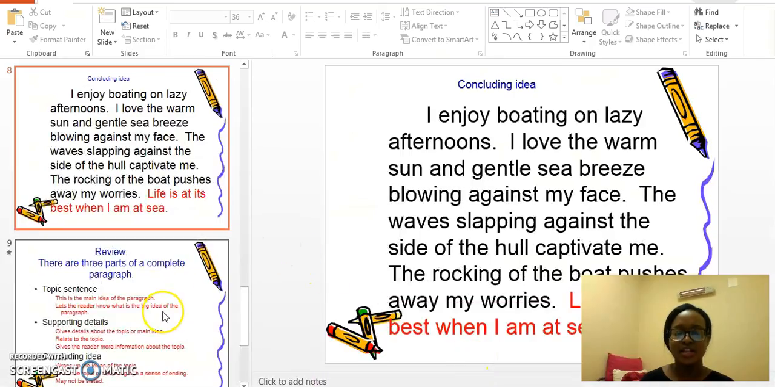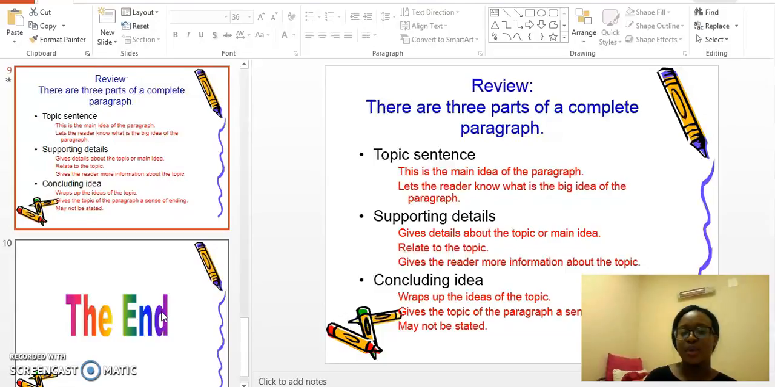Well, it actually does make sense, right? We have our topic sentence. We need to identify the topic sentences, supporting details, and concluding ideas. I hope this was very meaningful to you guys and you understood how to build a paragraph and to make it clearer to your reader.